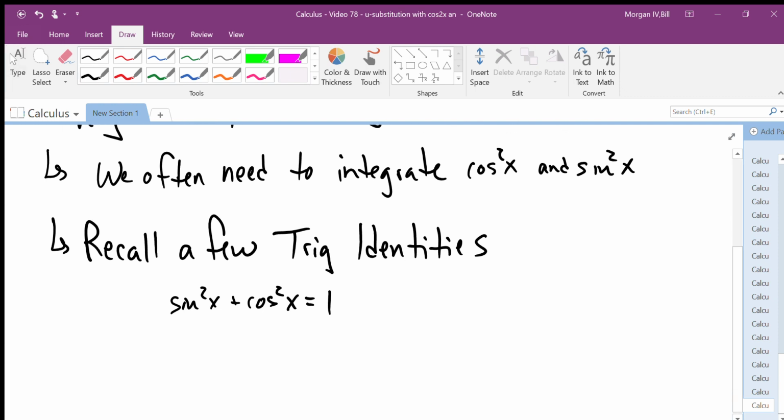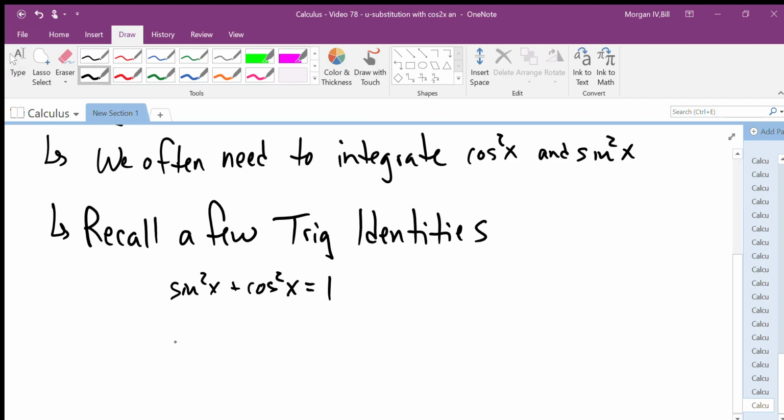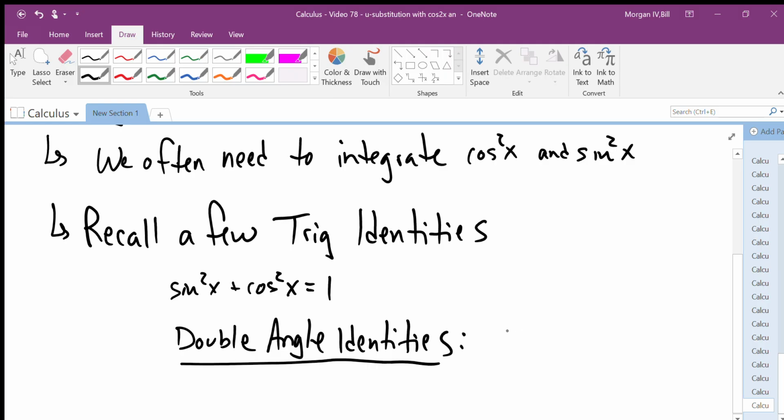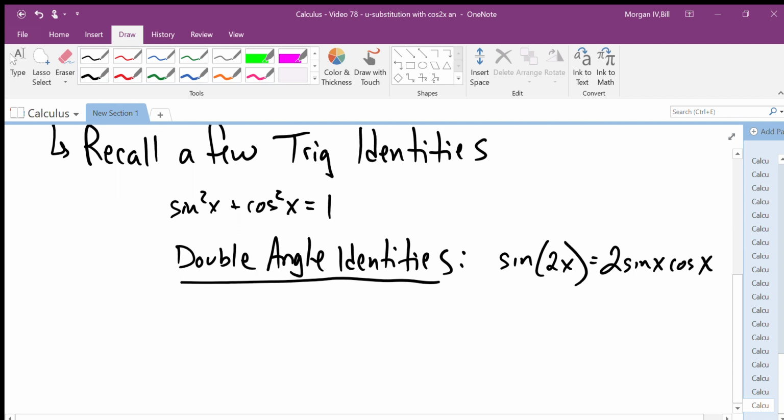There are others, right? Other identities you should know are what are called the double angle identities. And that's where we're going to start here. Double angle identities. We should know these, especially for sine and cosine. We should know that the sine of twice an angle can be found by 2 sine of that angle cosine of that angle. That is a trig identity that we just need to know. A couple more.